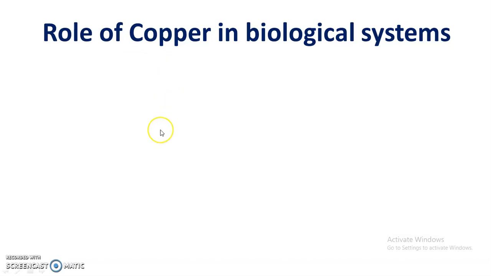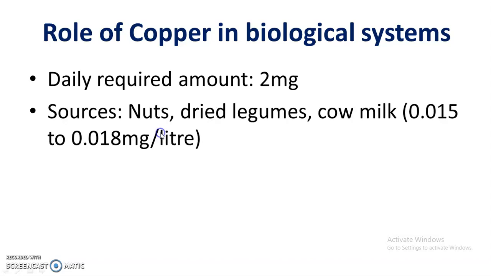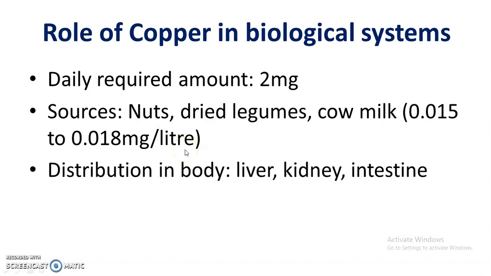Now, copper is the third most biologically important transition metal after iron and zinc, and the daily requirement for an adult is 2 milligrams of copper. Our body obtains copper from various nuts, dried legumes, cow's milk, etc. Copper is distributed in the liver, kidneys, and intestine.